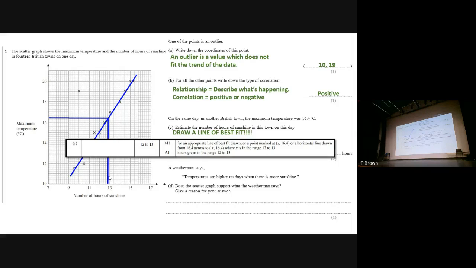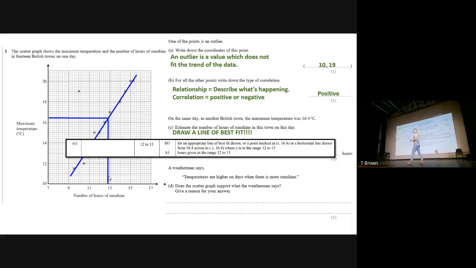Notice that one of those marks was a method mark, M1. So they expect to see this, and that's your first mark. Your second mark is for an answer 12 to 13. Four marks. It's all right, isn't it?